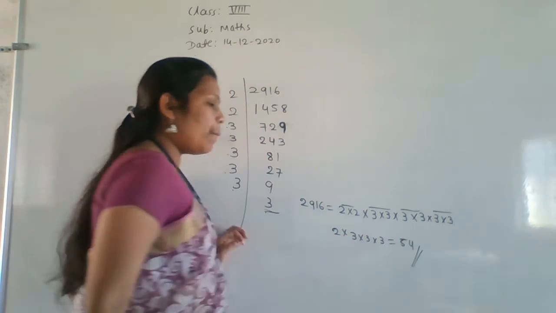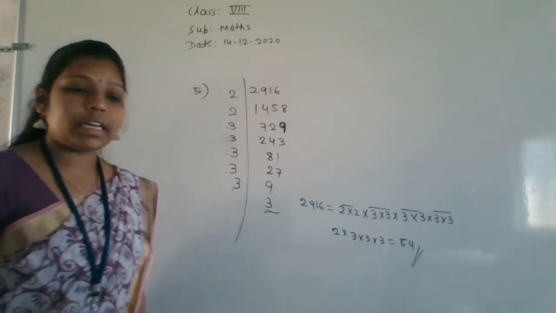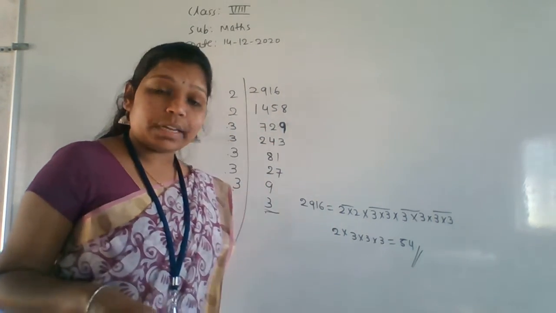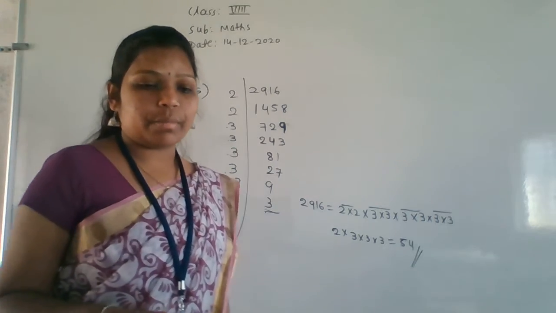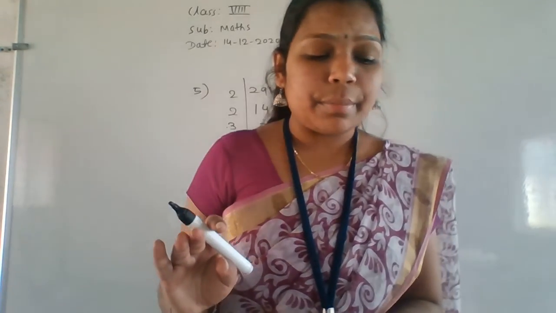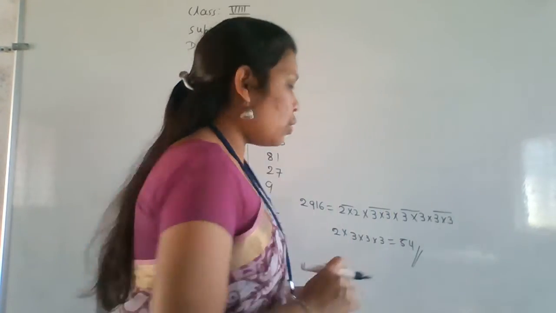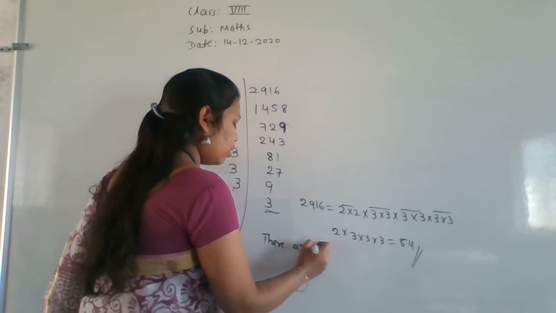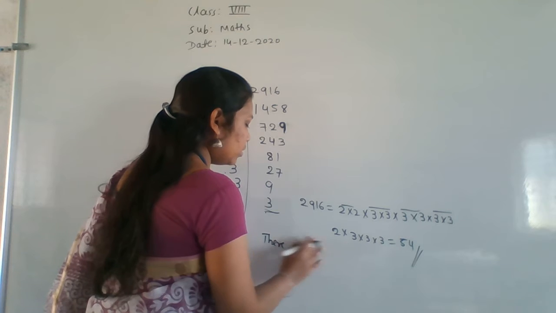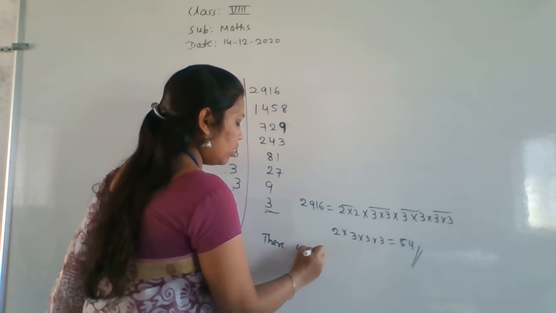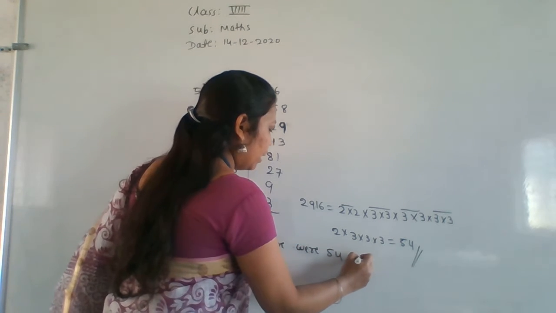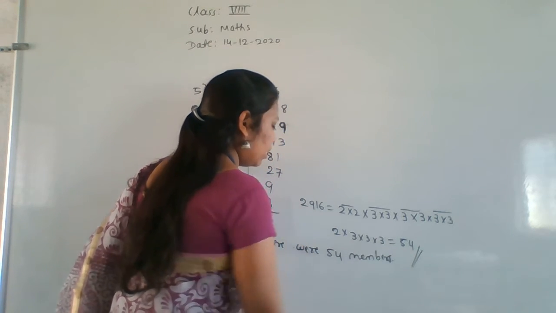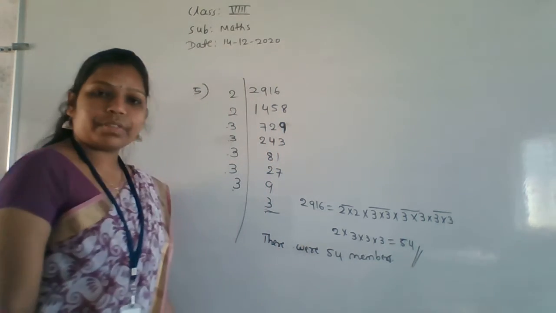Okay. So how many members contributed rupees? That is 54 members. They asked how many members were there. Okay, so there were 54 members.